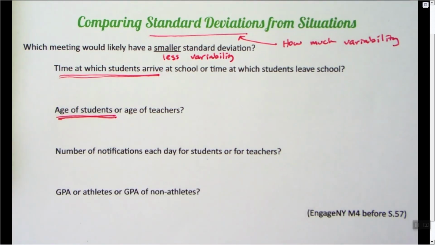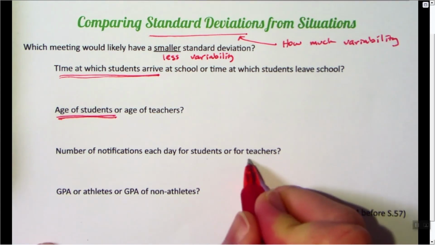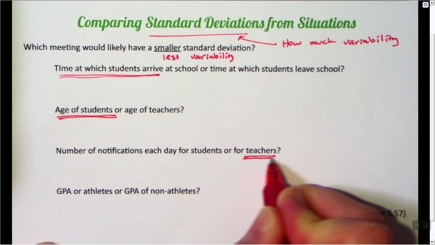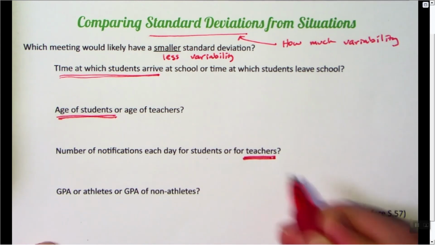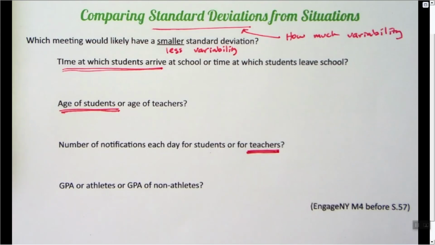Okay. Number of notifications each day for students or for teachers. Which one will have less variability? I might guess that students receive more notifications than teachers do. I don't know about you, but I personally turn off as many as possible so I can focus on what I want to focus on and not get distracted by lots of things. So I think that teachers have fewer notifications, or not fewer, but there's less variability in the number of notifications received by teachers than by students.